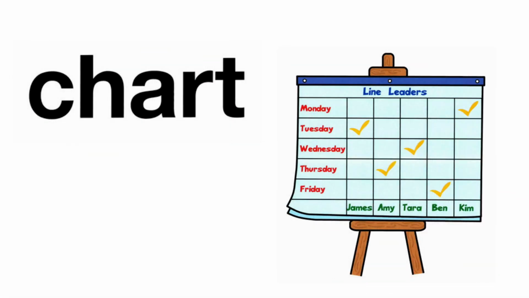Chart. Look at the chart in this picture. A chart is a drawing that gives information. This chart shows the names of several children and tells who the line leader is for each day of the week. Who is the line leader on Thursday? Yes, Amy is.